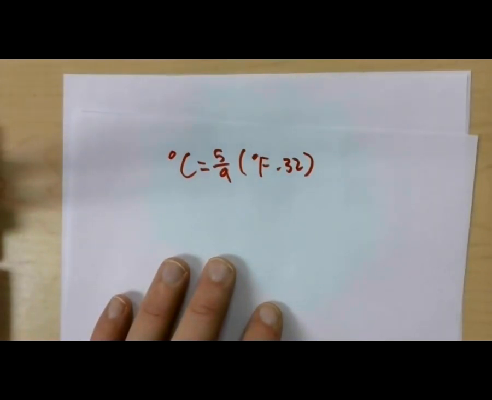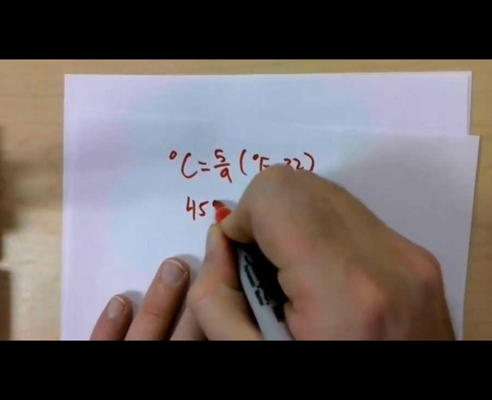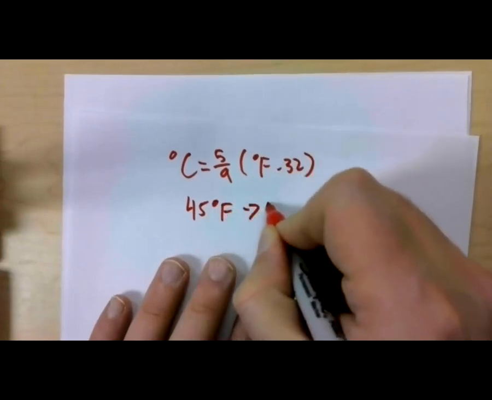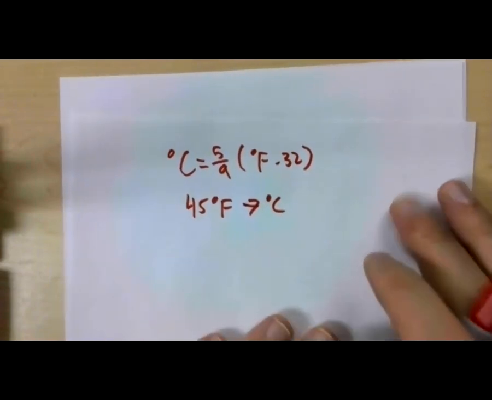I'm going to be looking at number, let's not do number 6. Let's do number 7, because we already did number 6 in the example in the PowerPoint. So I'm going to do number 7, which is asking us to convert 45 degrees Fahrenheit into degrees Celsius. Okay, that's what we're going to be doing with this problem. So now I plug in my numbers.